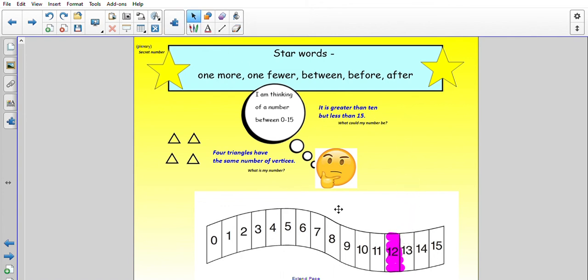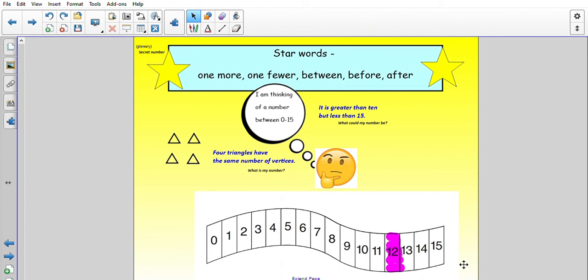Number 12. Now let's just check that number 12 does fit all of our clues. So is it a number between 0 and 15? Yes, it is. Is it greater than 10 but less than 15? Yes, it is. And does it have the same number as the vertices of these 4 triangles? 3, 6, 9, 12. Yes, it does. So 12 was my secret number. Very, very good detective work.